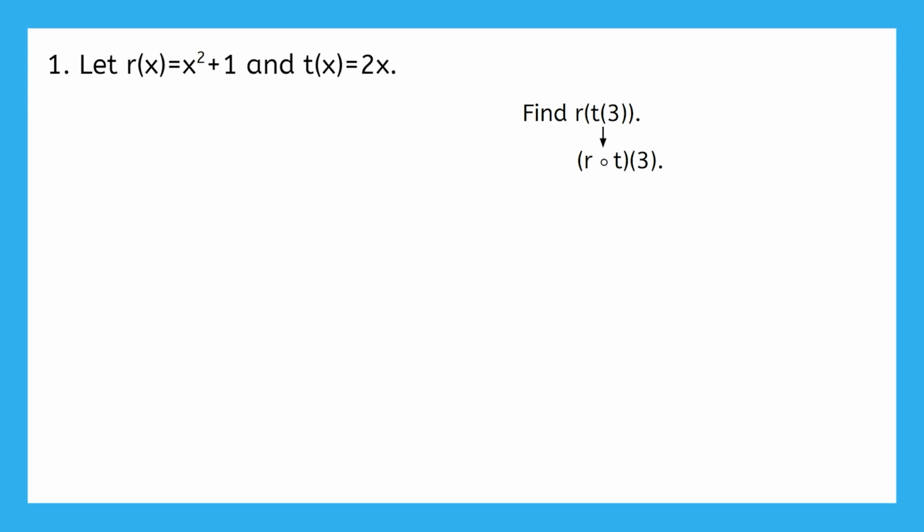R of t of 3. Notice that open circle. It's not a multiplication sign. It's a symbol that we use in composite function notation. Pause the video here and try working this one out on your own first in your PDF.